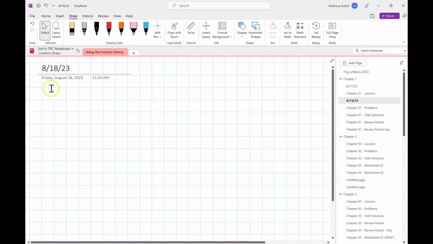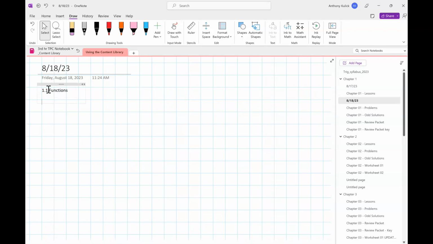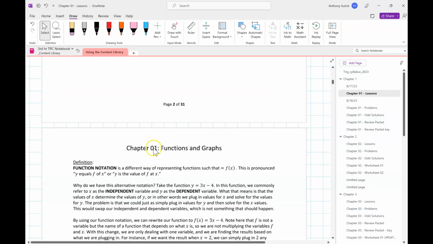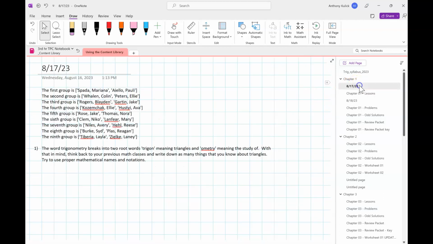Okay. So we're going to start with just talking about functions. All the notes that I'm doing are based on, if you look in your OneNote, the Chapter 1 lessons. These are the book pages that all the notes are based off of. Okay? Just as a reminder.